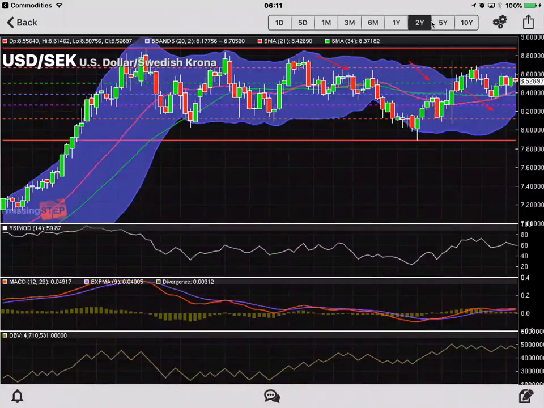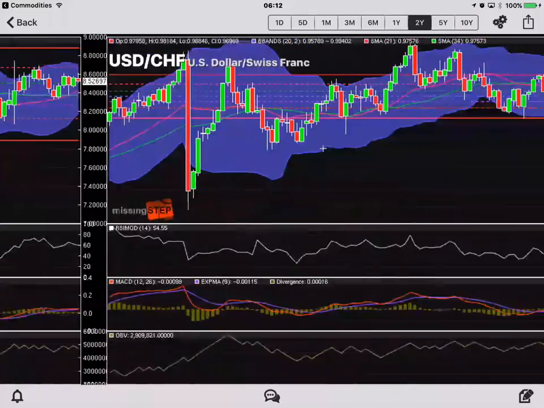Sweden. I wonder if this one's going to roll over here. I'll have to keep an eye on that one. I don't play it much. I think you can get access to a Norway, Sweden pair.